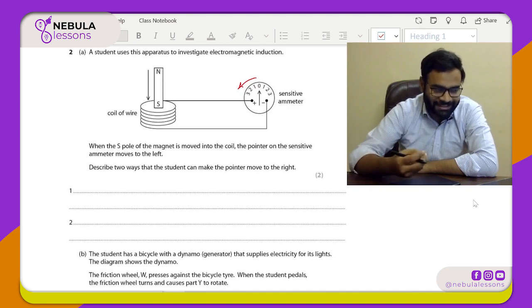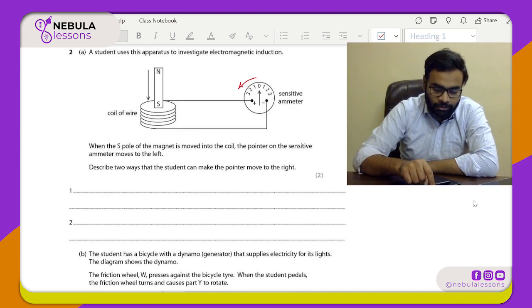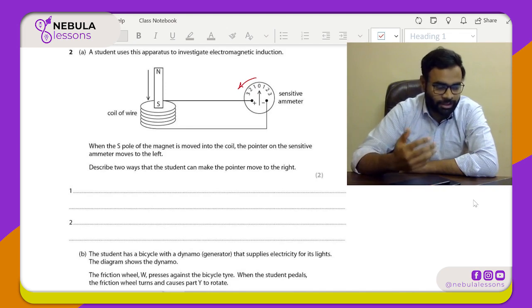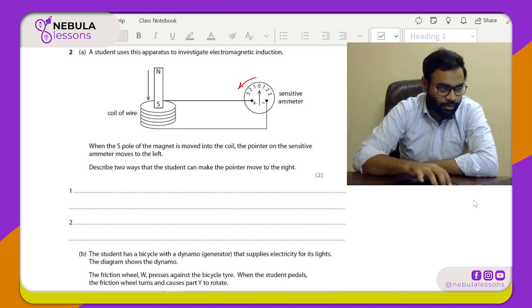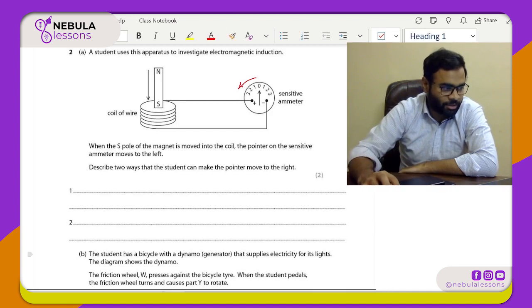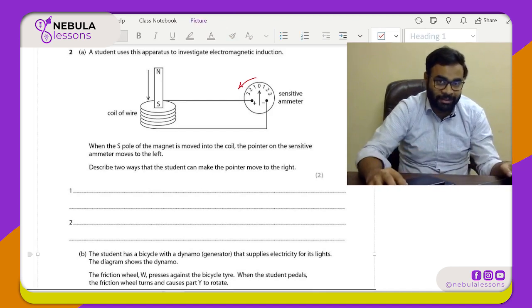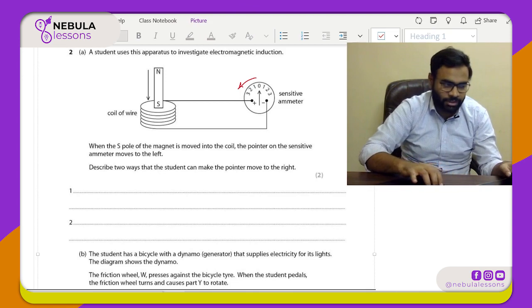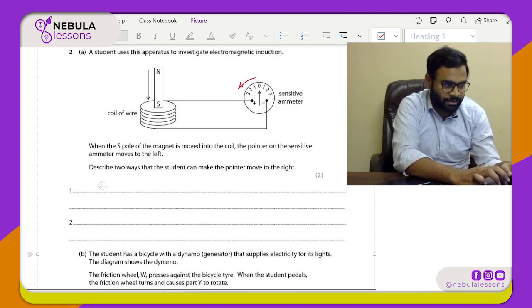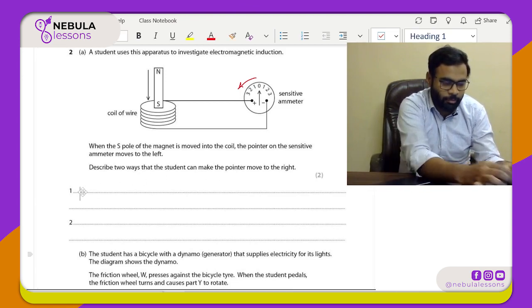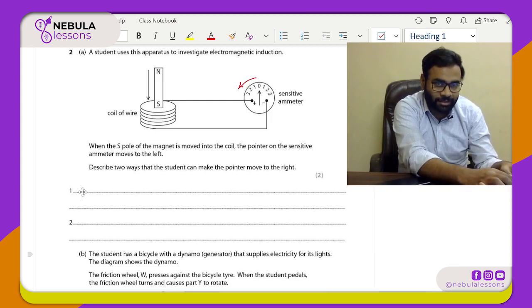Okay, it means that you have to change the direction of the current. If you can recall, how can you change the direction of induced current? There are different ways. One of the ways is to change the direction of the movement of this magnet. Because this induced current is produced with the movement of the magnet, if we change the direction of movement, we'll be able to change the direction of the induced current.